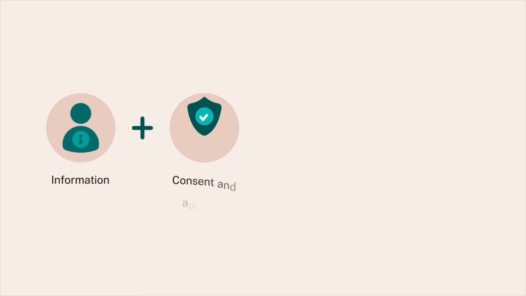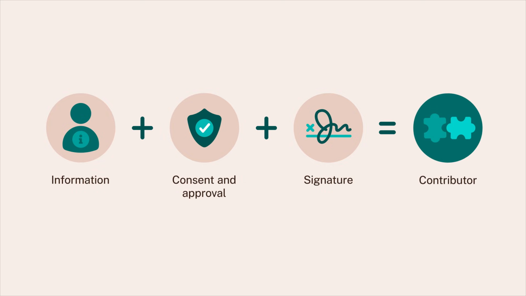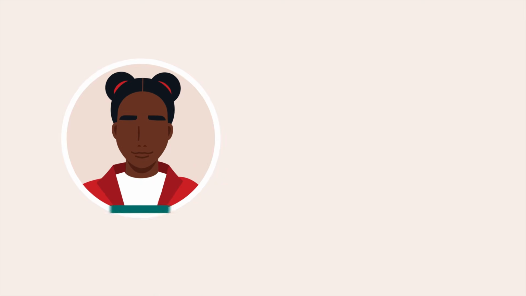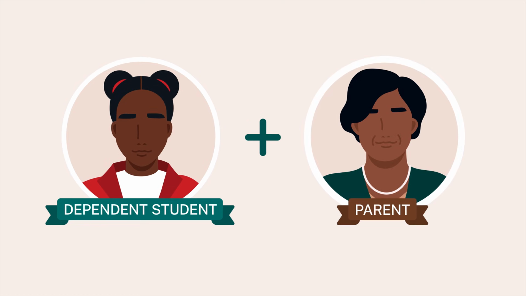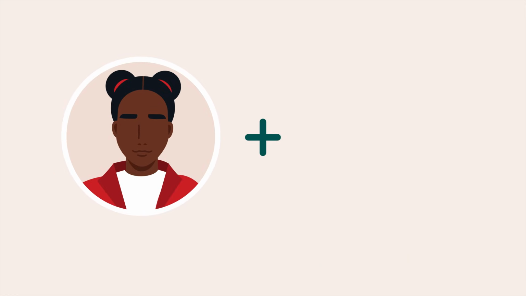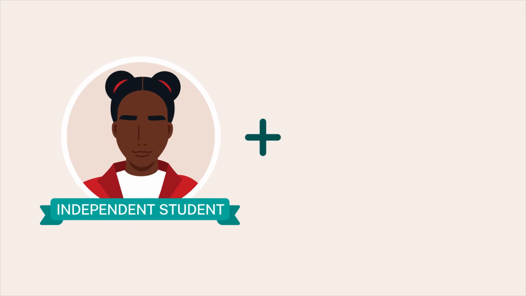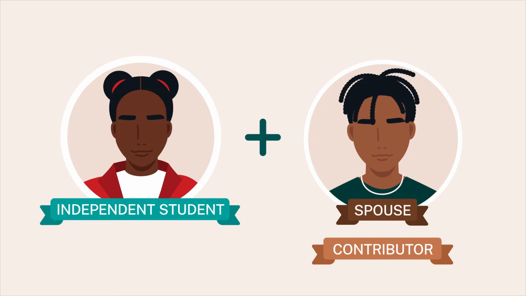Anyone, including you, the student, who is required to provide their information, their consent and approval for the transfer of federal tax information, and a signature on the FAFSA form, is considered a contributor. If you're a dependent student, you'll need to report your parents' information on your FAFSA form, and in most cases, at least one parent will be identified as a contributor. If you're an independent student, you won't be required to report parent information. However, if you're married, you'll need to report your spouse's information, and your spouse may be identified as a contributor.